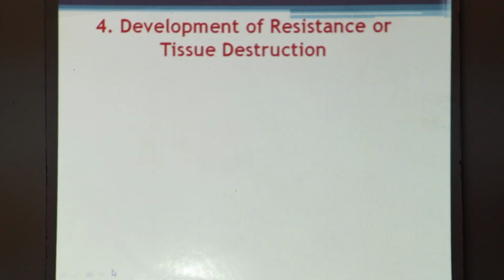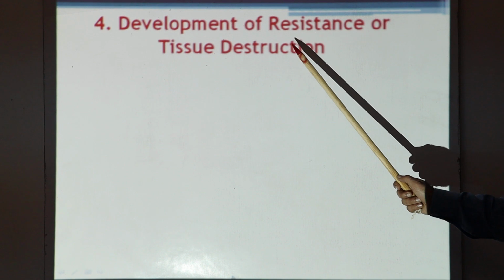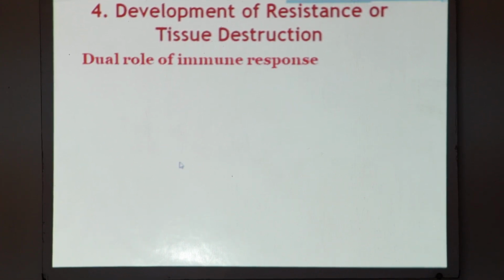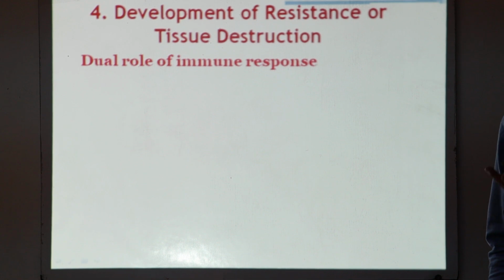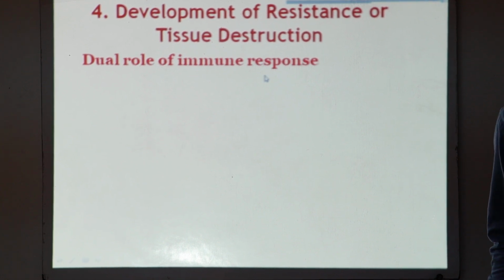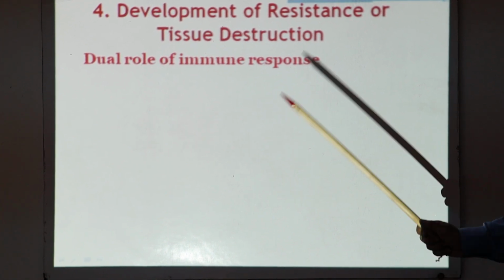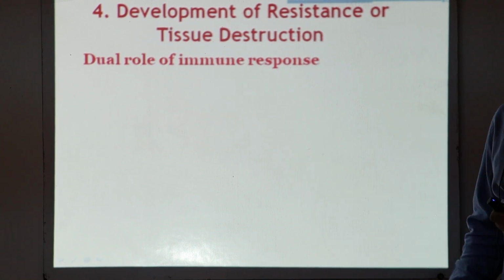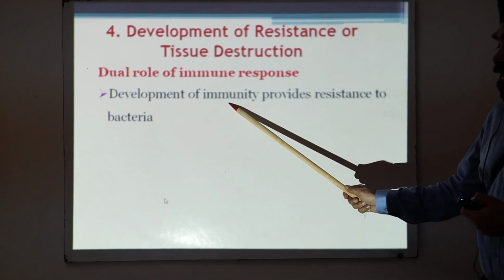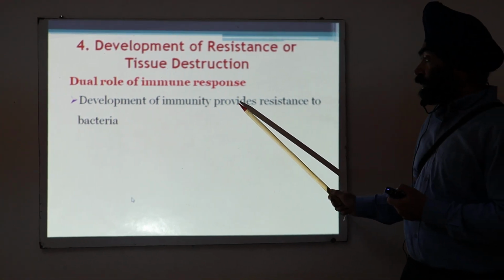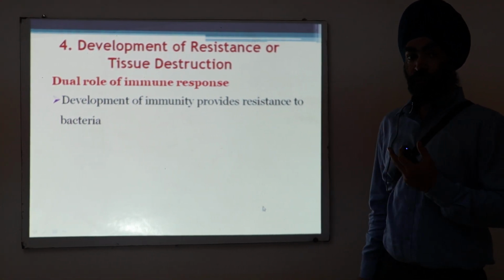Now fourth step, development of resistance or tissue destruction. By this time, as I told, there is an activation of the immune response, activation of type 4 hypersensitivity. Now that immune response has a dual role. What do we mean by dual role? That means this immunity has developed that tries to control the infection of the mycobacteria.